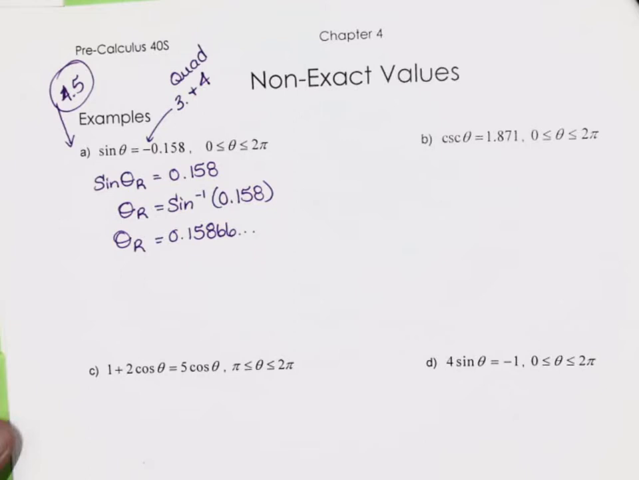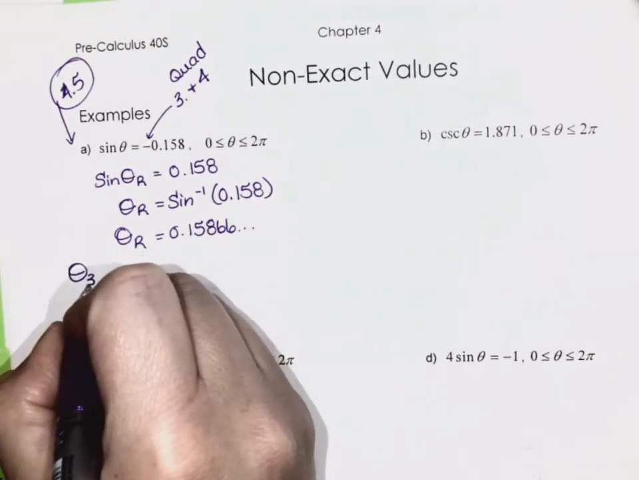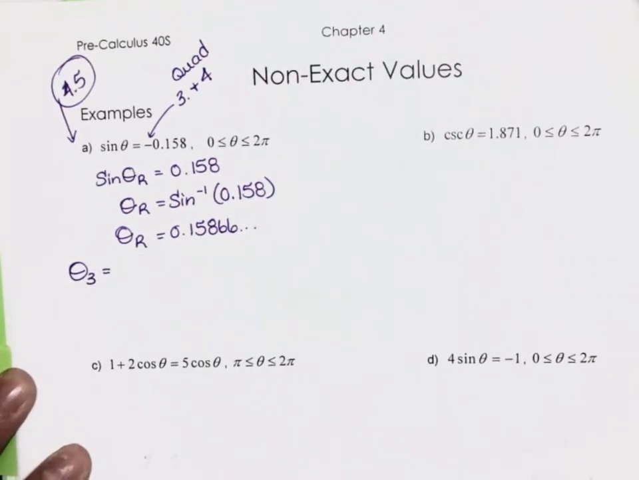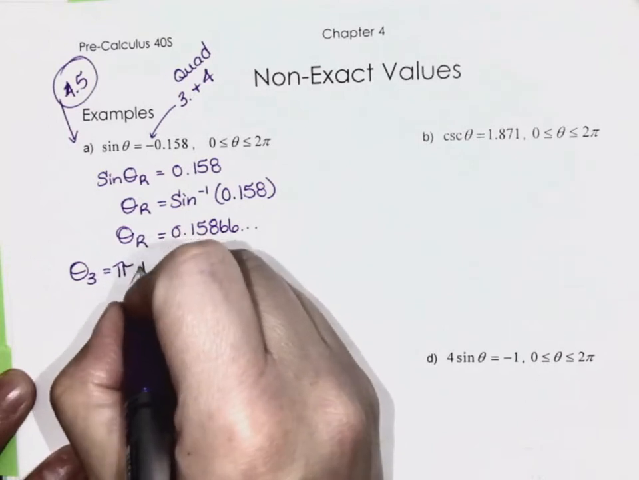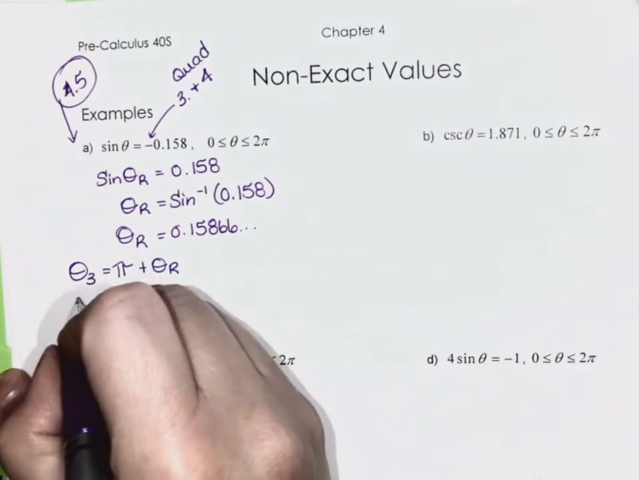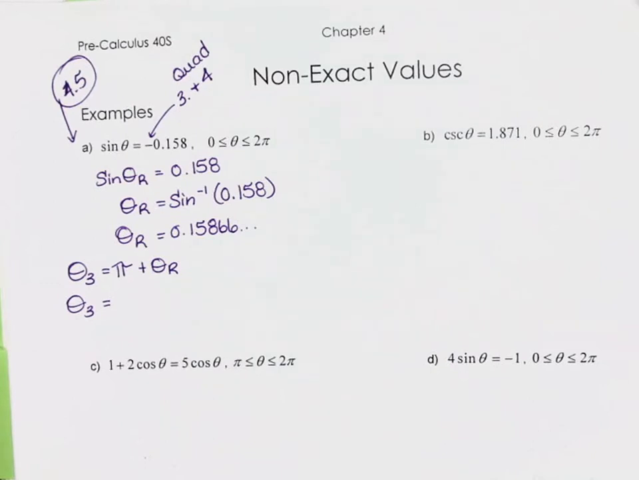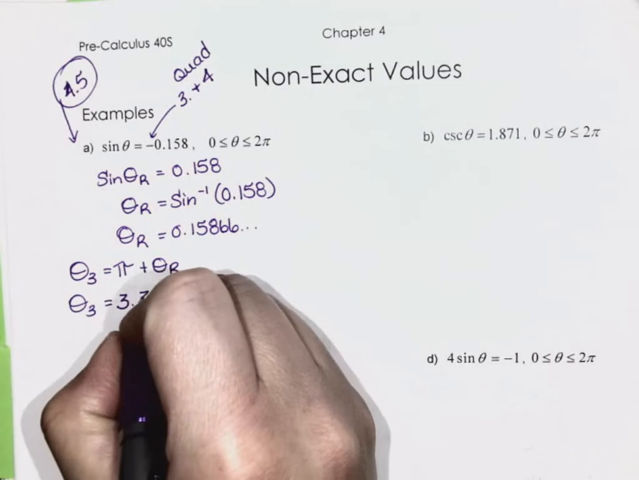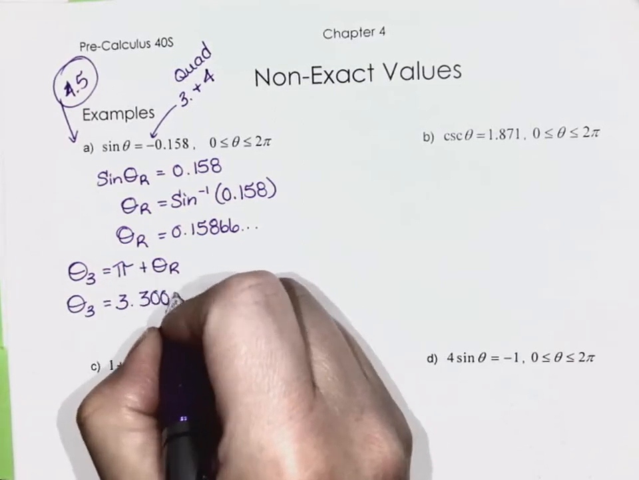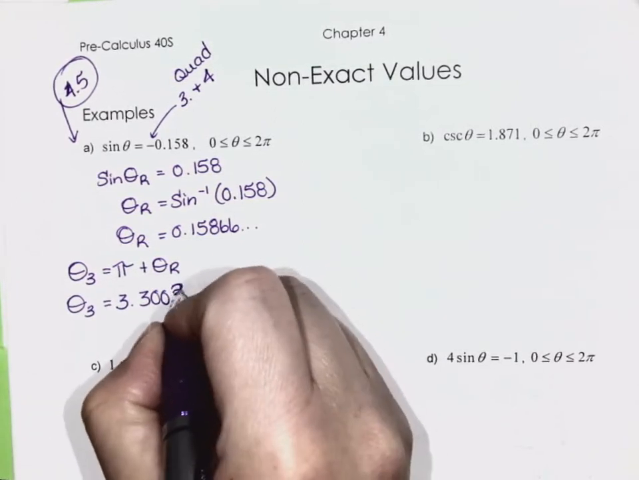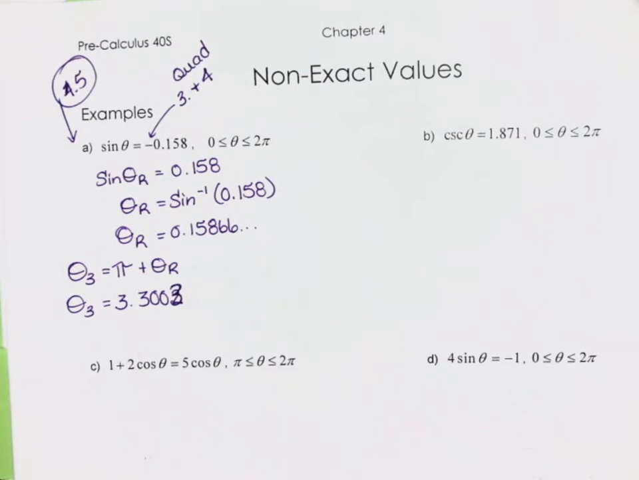Okay, so I'm going to do my rule for quadrant 3. Pi plus your reference angle, right? So in quadrant 3, that should be a 3. Rounding is hard. So we can round these ones? These ones because they are final answers.